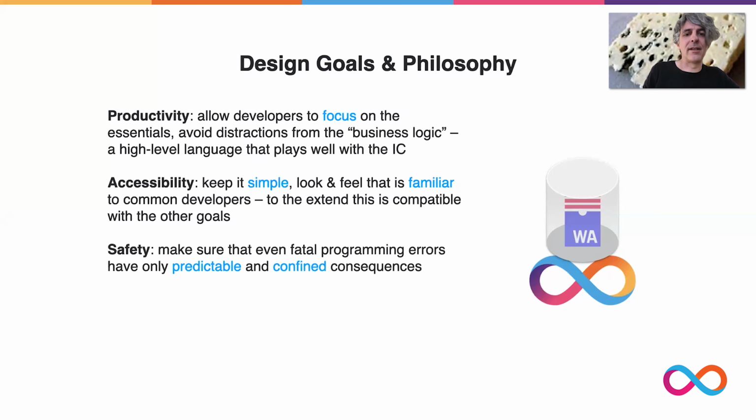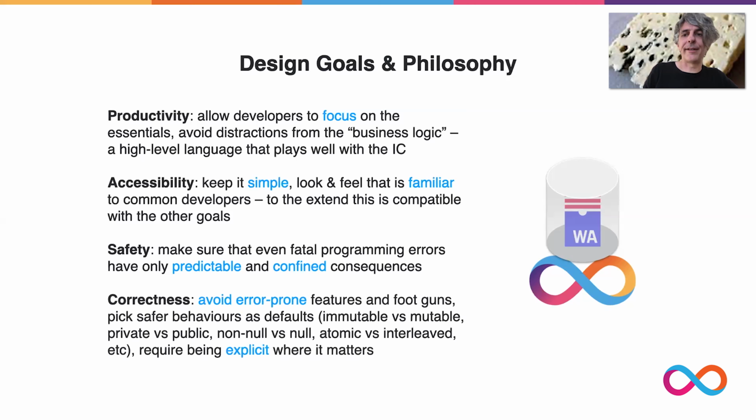But of course, it means that programming errors should never be fatal in the sense that your program crashes or misbehaves in completely unpredictable manners. So when there is a fatal error, it should be detected by the language and the runtime and be properly confined. And then relevant in the smart contract domain in particular, you really want a language that helps you write a correct program, right?